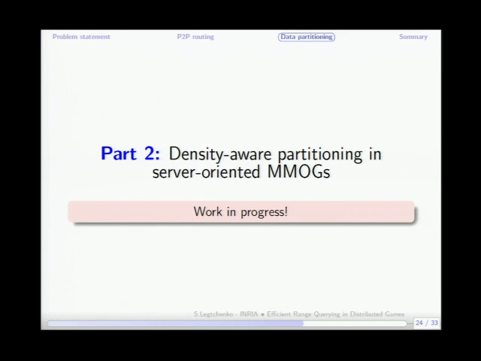Okay, so the second part will be on the work I'm doing now. It's still a work in progress, so there won't be any results showing here. Still, I find that it is promising work, so it's worth mentioning. It will be on density-aware partitioning in server-oriented MMOGs. So we're not in the peer-to-peer context anymore.